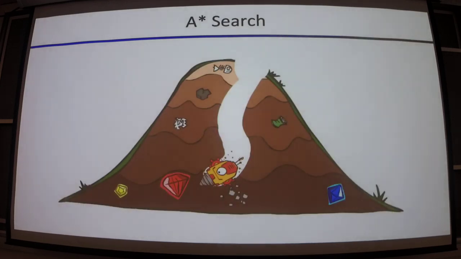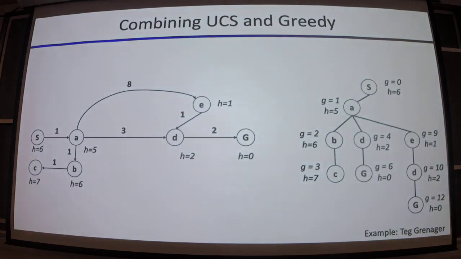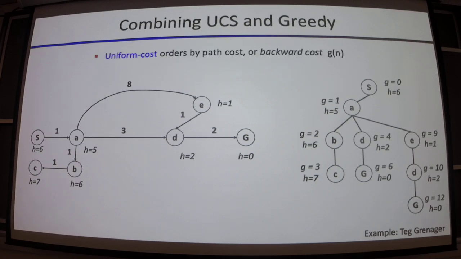Maybe we can consider both, and that's where A-star comes in. A-star combines the notion that we've been using for uniform cost search as well as greedy search. Looking at this graph and its corresponding search tree to the right, uniform cost orders by path cost, which we call the backward cost. We're going to call that G of N. N is a node, and G is a function of a node which gives you the backward cost, the cost it took to get there.